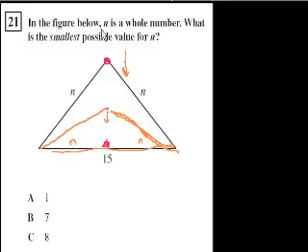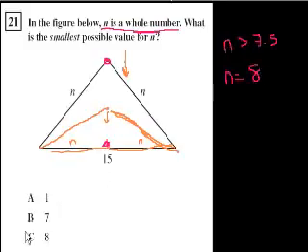And they tell us that n is a whole number. So n has to be greater than 7.5 in order for this to be a triangle, and since n is a whole number, n is equal to 8. That's choice C. And that's an important intuition to have in general: the third side of a triangle can never be bigger than the other two sides combined. Then you're dealing with something else. You're not dealing with a triangle.